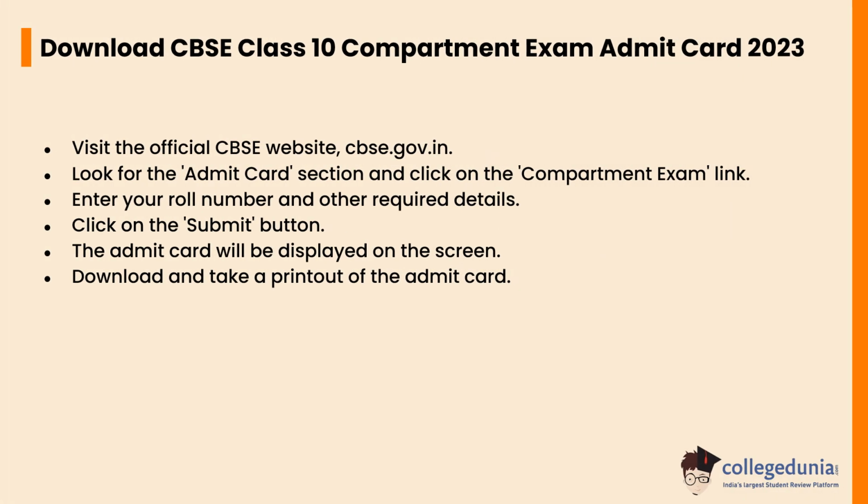CBSE will also release the Compartment Exam admit card on its official website. To download the admit card, go to the official website and look for the admit card section. Click on the compartment exam link, enter your roll number and other required details, and click on the submit button. The admit card will be displayed on the screen. Download and take a printout of the admit card for future reference.